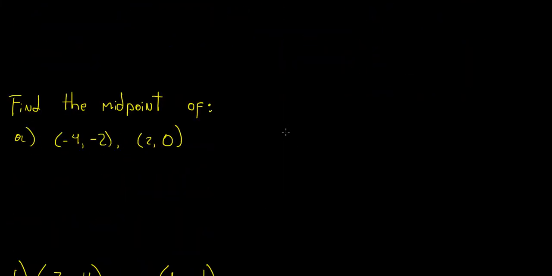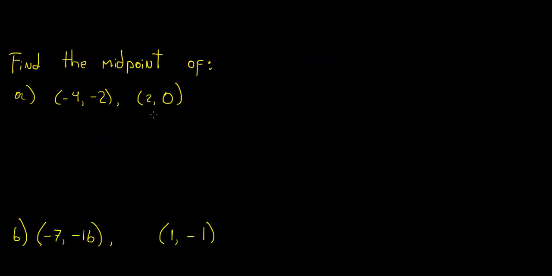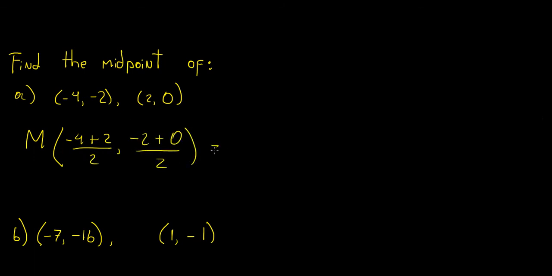So let's do some more examples on this. Find the midpoint of these 2 points. We're going to have the formula: x coordinates together, minus 4 plus 2, divided by 2. Then minus 2 plus 0 divided by 2. Now this is going to be minus 4 plus 2 is minus 2, divided by 2 is minus 1. And then we have minus 2 divided by 2 is minus 1. So that's going to be the midpoint between those 2.